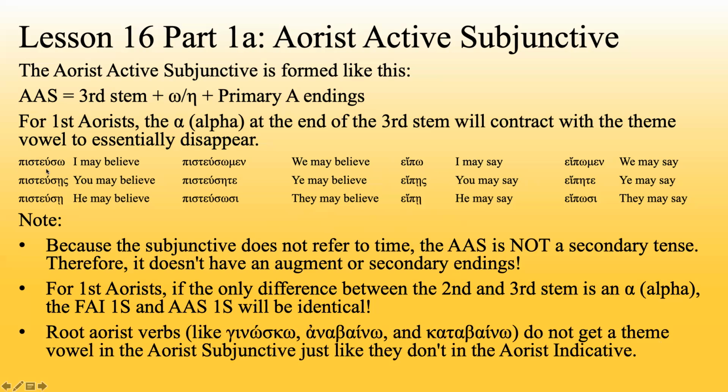Root aorist verbs like ginosko, anabino, and katabino do not get a theme vowel in the aorist subjunctive, just like they don't in the aorist indicative. Because they're root aorists, that means the endings go directly on the root, regardless of what else is going on.